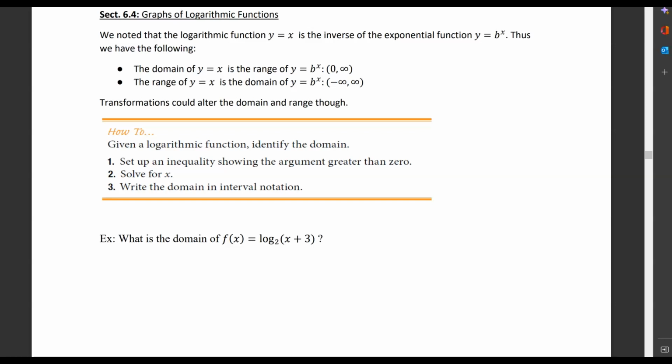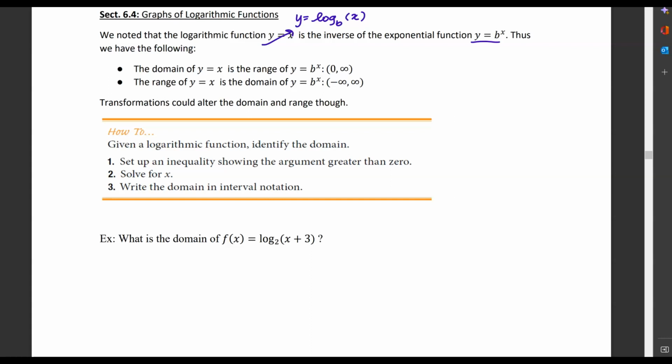In section 6.4, we are looking at graphs of logarithmic functions. We looked at graphs of exponential functions. Now we're looking at the graphs of the inverse. We noted that the logarithmic function y equals log base b of x is the inverse of the exponential function y equals b to the x.